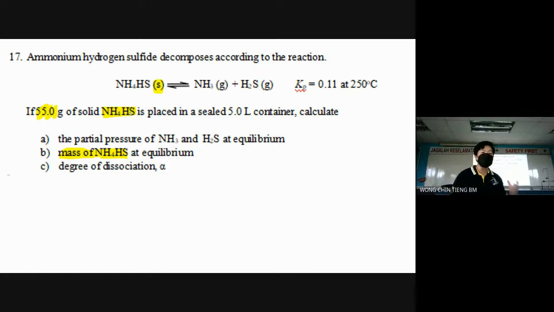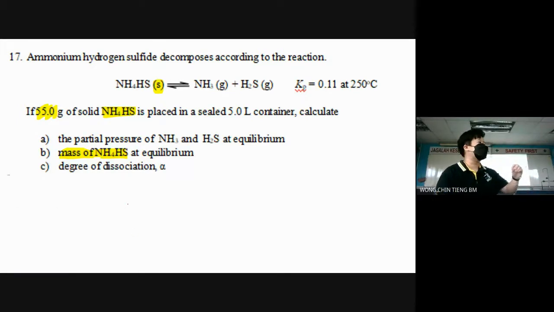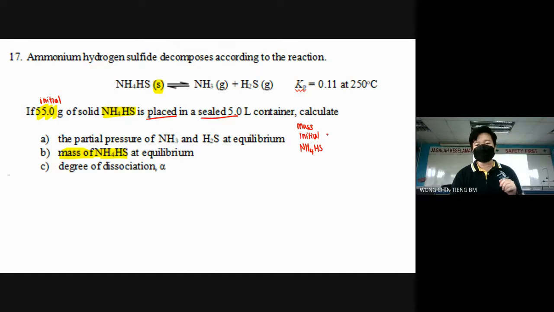Okay? Dan mass yang dia bagi ni adalah mass initial atau mass equilibrium. Kita mula atau kita berakhir dengan dia? Kita mula dengan dia because the word is placed in a sealed container. Saya mula dengan dia, we started off with this. Therefore, this is my initial. So, kita ada satu data je. I have mass initial of my ammonium hydrogen sulfate. Okay? Ni je saya ada 55 gram. And duka cita, I cannot use that because it's a solid.